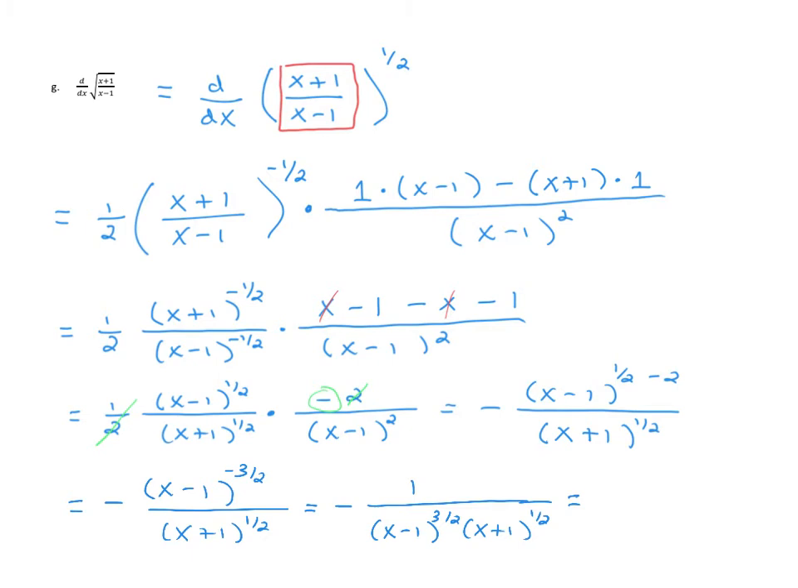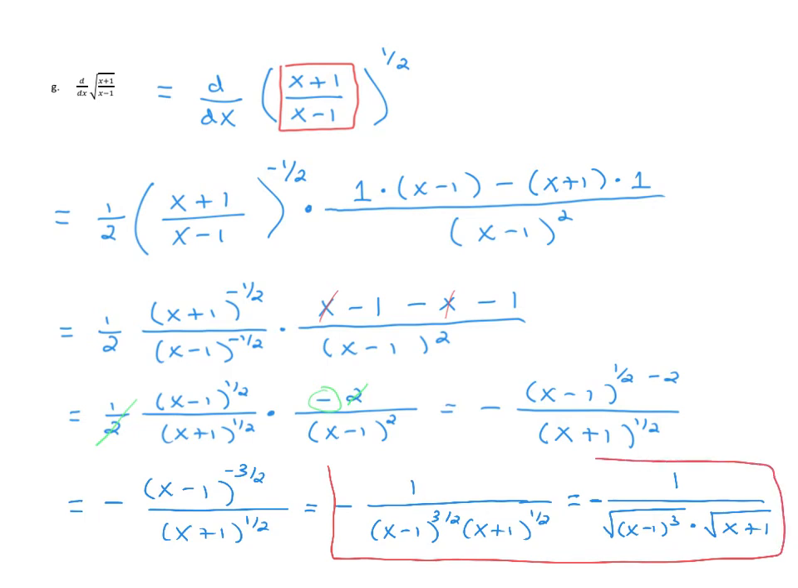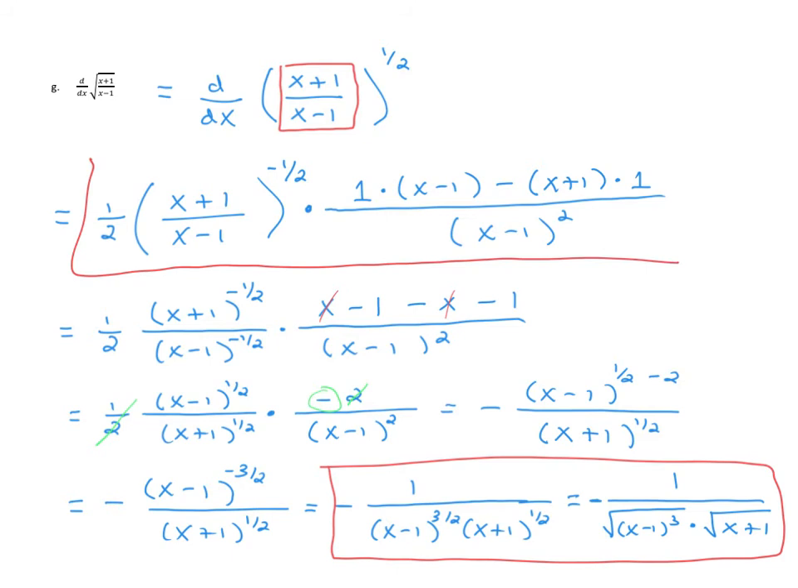You could also express things with root symbols instead of using fractions for the exponents. That first thing is going to be the square root of x minus 1 cubed, and that second piece would just be the square root of x plus 1. So in terms of simplifying this problem, either of these are acceptable. But for what we're doing here, this answer is good. And that's it.